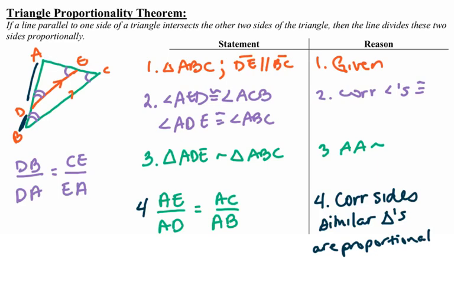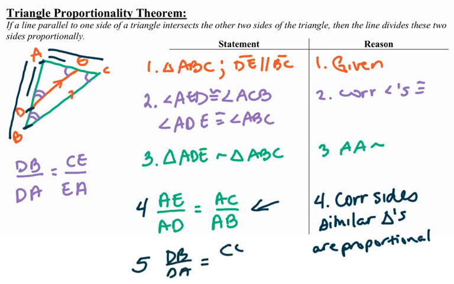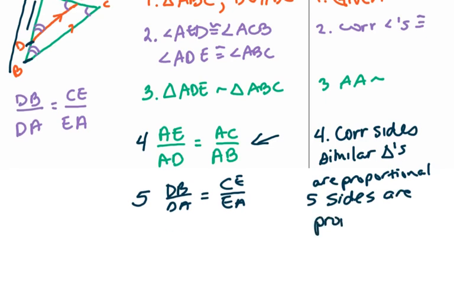Now that's slightly different than what we have here, because what we have is AE compared to the whole side, AD compared to the whole side. But what we're talking about right here is the sides of the triangles, but the same thing would be true for the pieces. So this piece compared to this piece. So it's going to follow that DB to DA is equal to CE to EA, and that's because the sides are proportional, and so their pieces are going to be proportional as well.